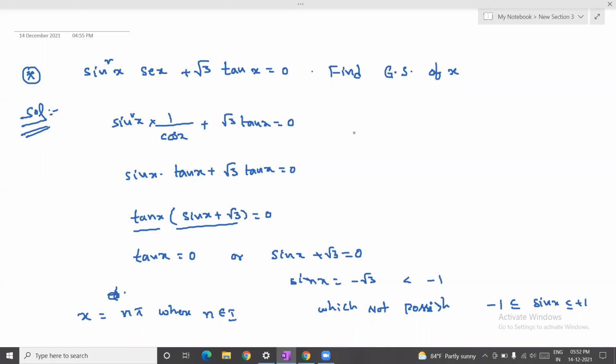So one more question related to that. After that, we will go for multiple and submultiple angles, how they come in equations and how to solve them. Then we will end the session. Solve for x.